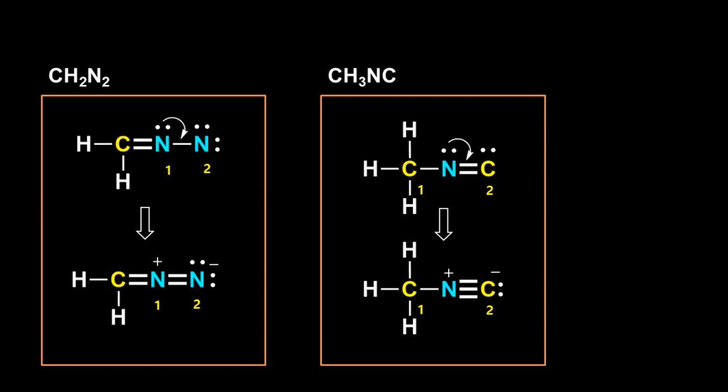In methyl isocyanide, the terminal carbon C2 still doesn't satisfy the octet rule. To fix that, we take a lone pair from the nitrogen and turn it into an extra bond, giving us an N triple bond C.